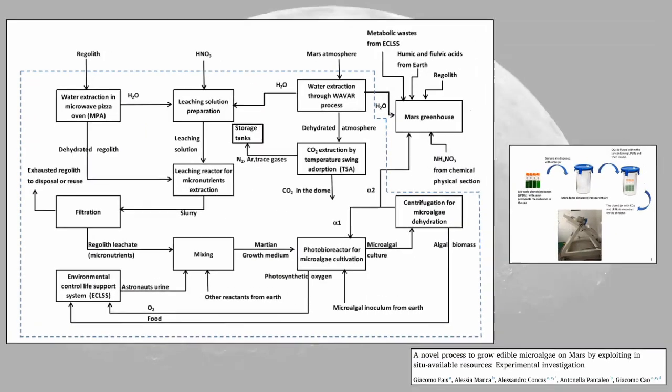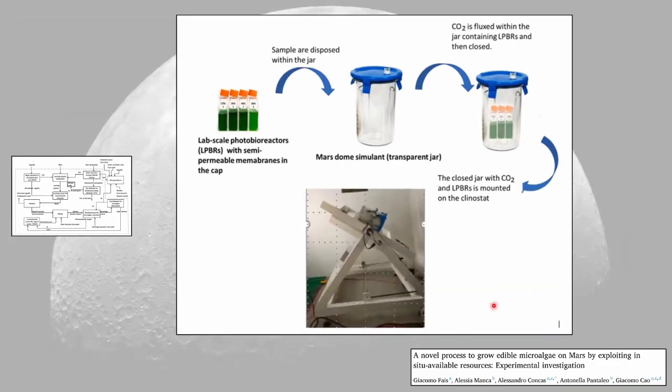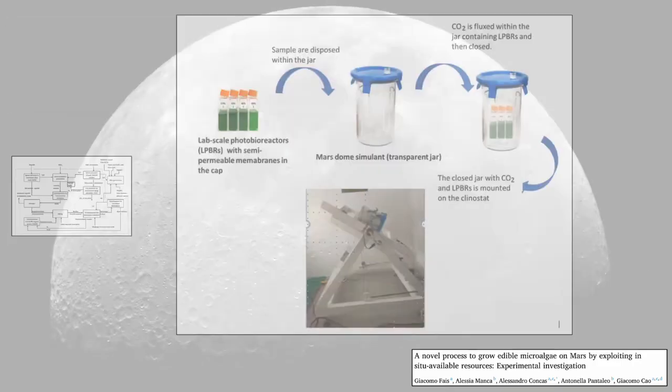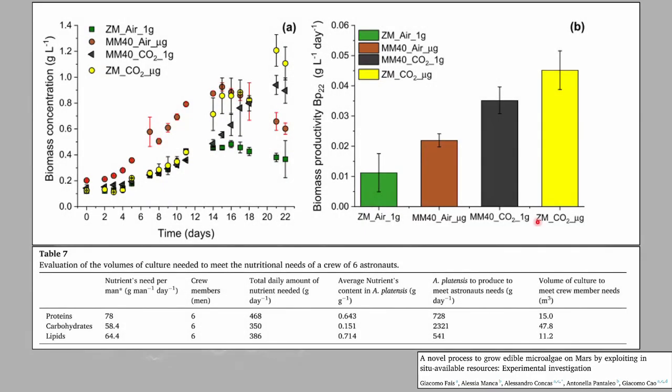And so here's just a diagram of the closed system that this theoretically would go into. And here's their little clinostat. And these are the results. And so the ZM is Zarrouk's medium. That's like the ideal medium.